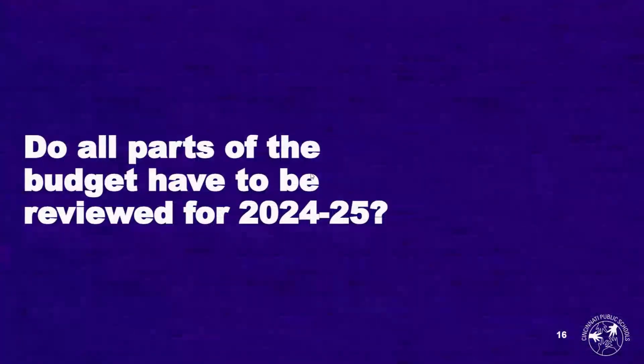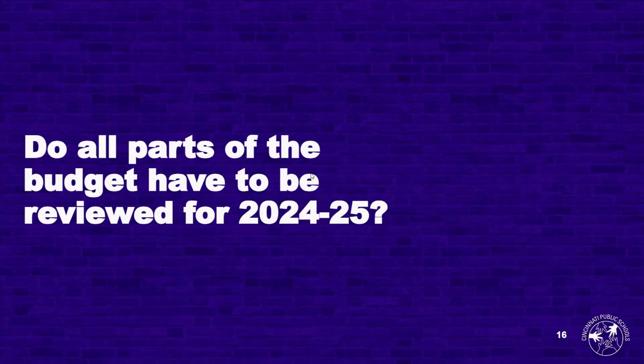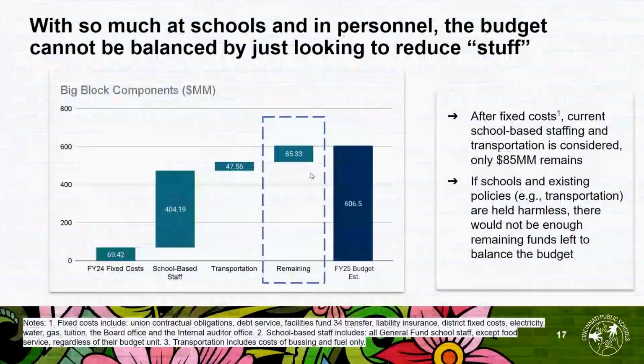As I mentioned a minute ago, I think you're starting to see that we've got to now really scrub the entirety of our budget and our operations. So one more slide will help us put that into a slightly different perspective. If we think about the $606.5 million that we have forecasted for next year, we can break that up into four sort of big buckets.